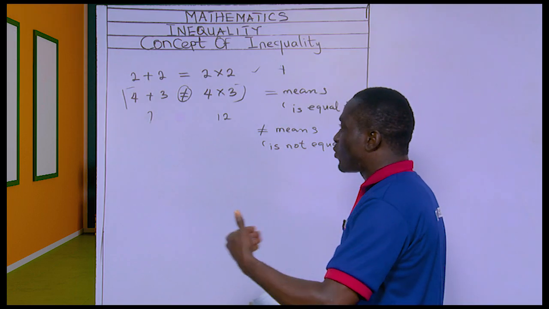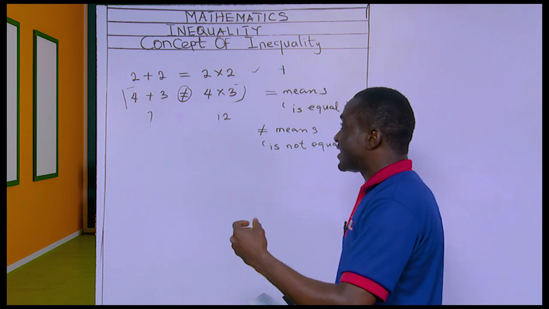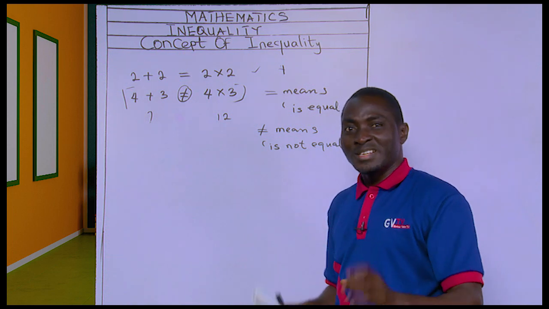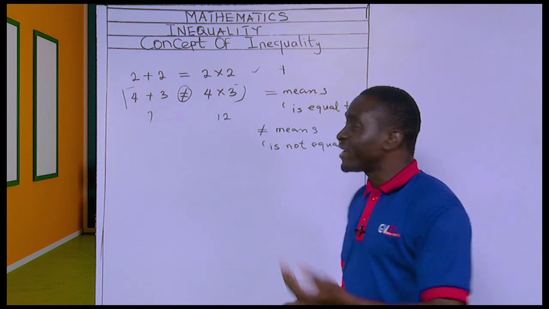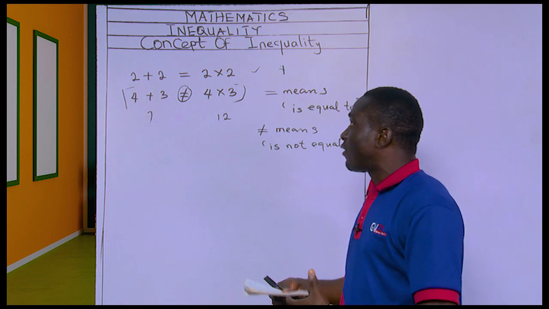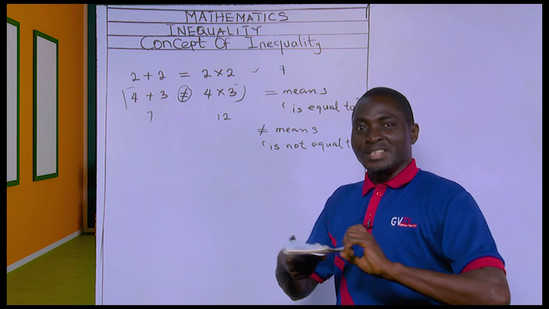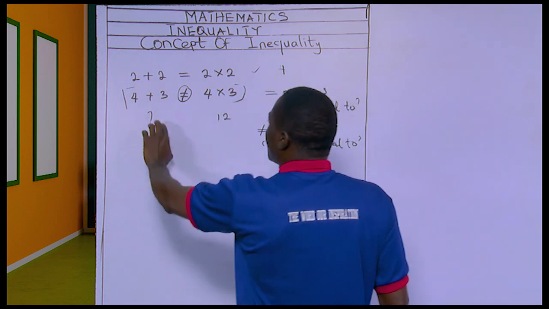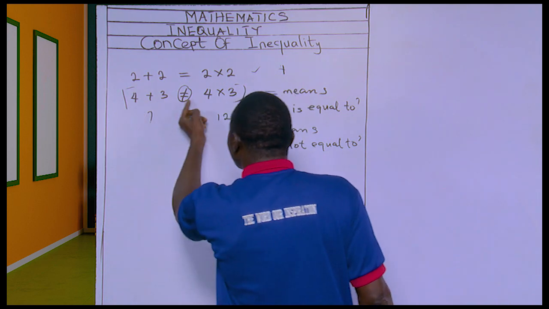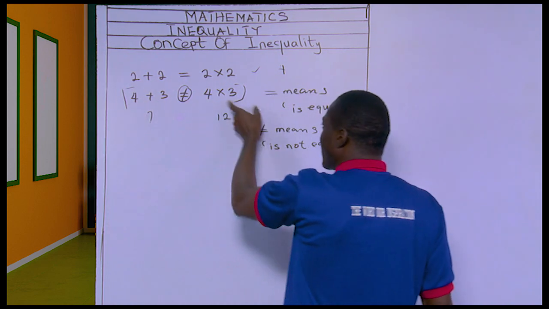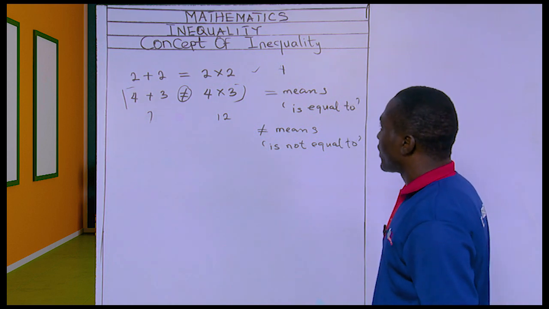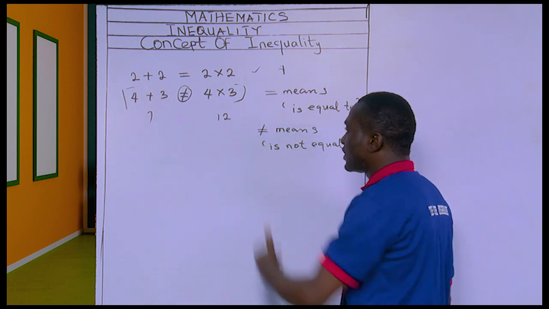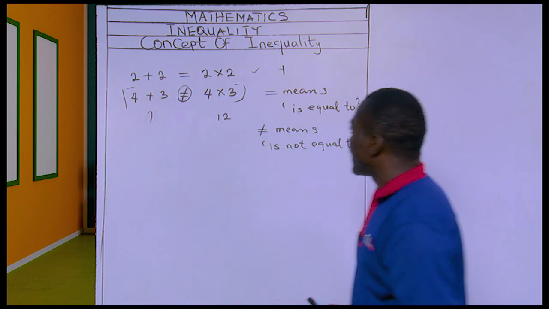When we say equality, it is the act or quality of being equal, of something being equal, while inequality is the act of being unequal. Now, when we say this expression is not equal to this expression we have here, we refer to it as inequality. Let's bring another example.